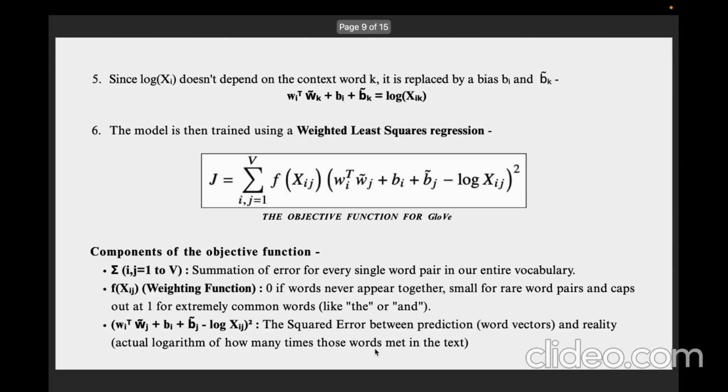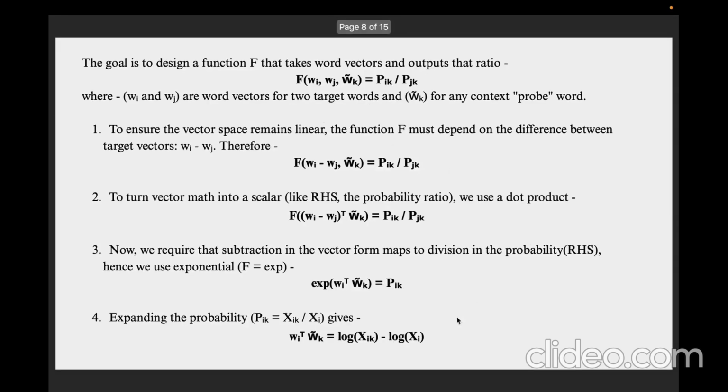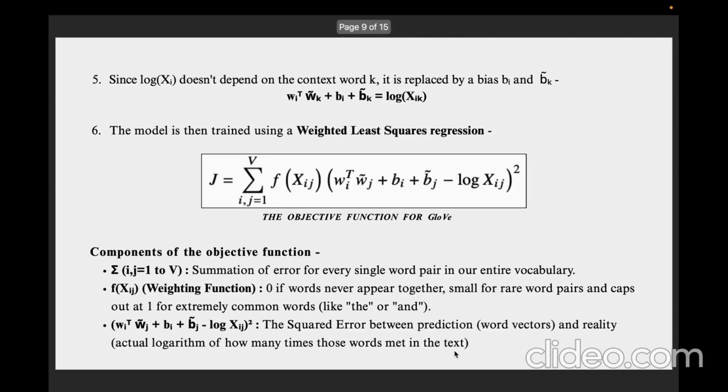Let's move ahead. Now, we see that this log Xi is not in context with the context word k. It is just a vector word representation of just the target. It does not capture any context. Hence, we have to get rid of this. So, we replace this with biases, which are the bias of the target word and the bias of the context word.